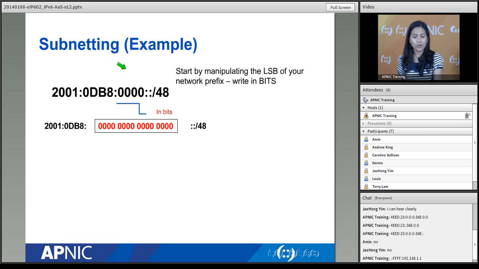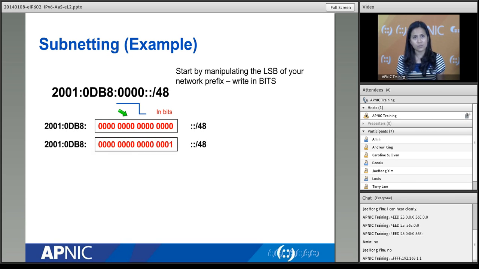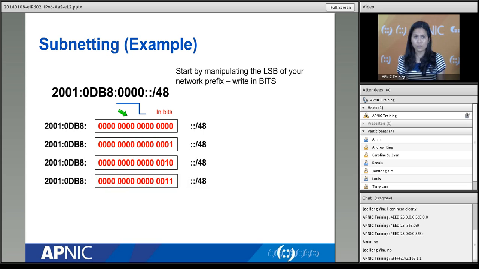So anyway, going back here, you convert that into bits. So that's 16 zeros. And then you do your increments from there. So 0000, 0001, 0010, 0011, right? So you have it. That is your first 4 blocks. However, some people just stop here and then they just write down 2001:db8:0, but you're just looking at this part. It's just one hexadecimal digit.